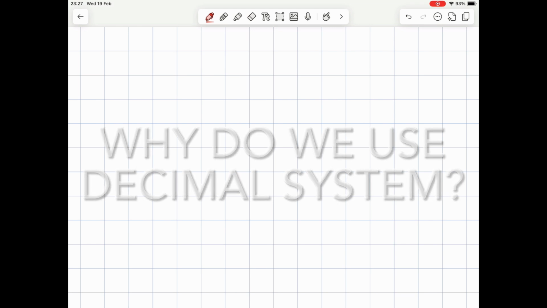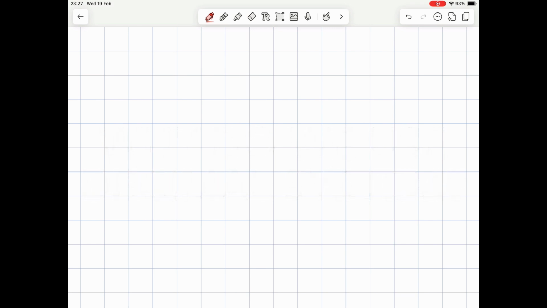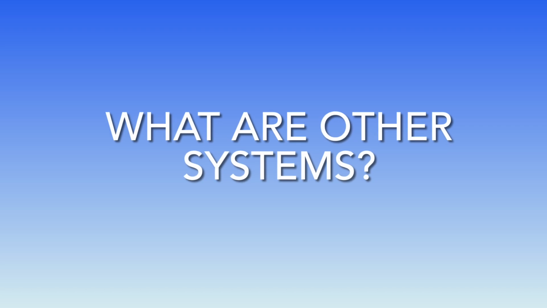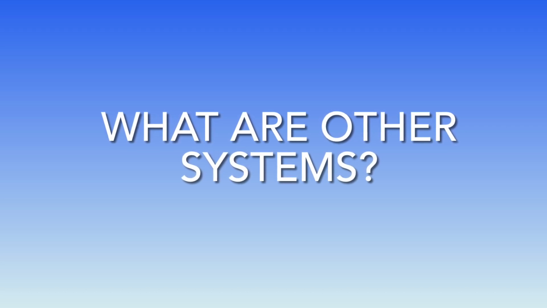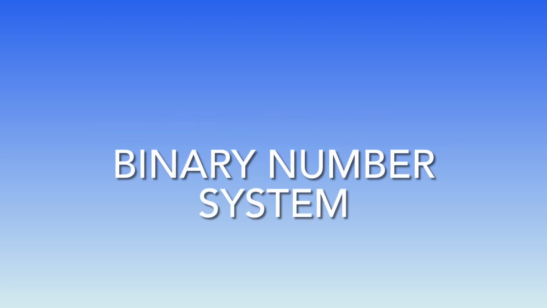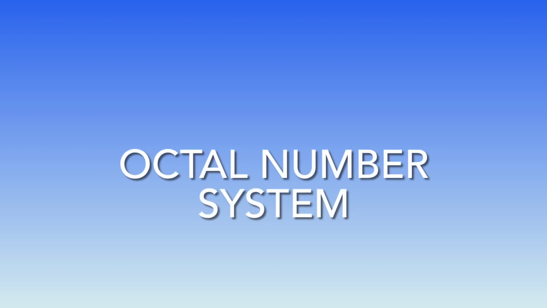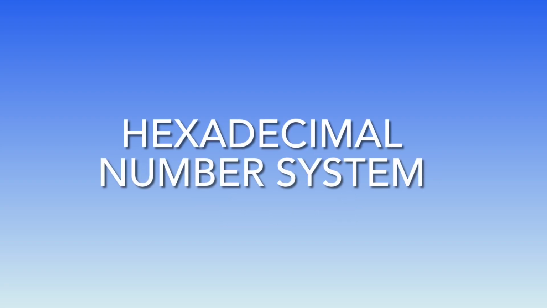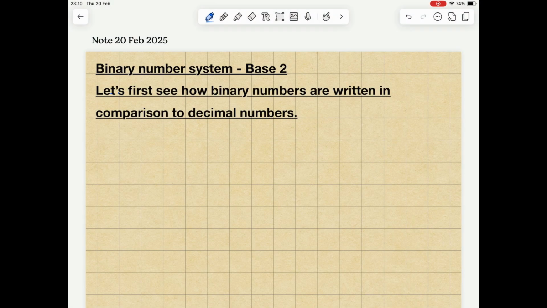What are other systems? There is a binary system, which is zeros and ones. Then there's an octal number system, which is base 8. And then the hexadecimal system, which is base 16.